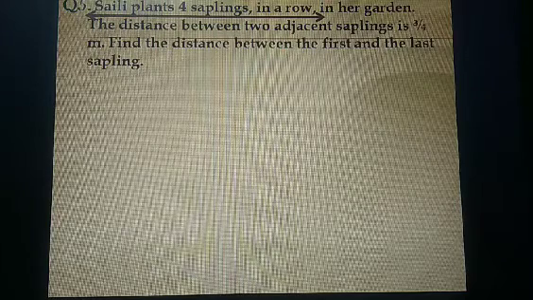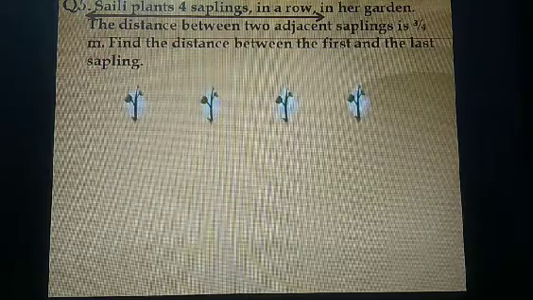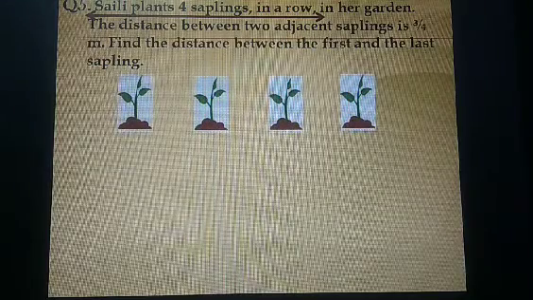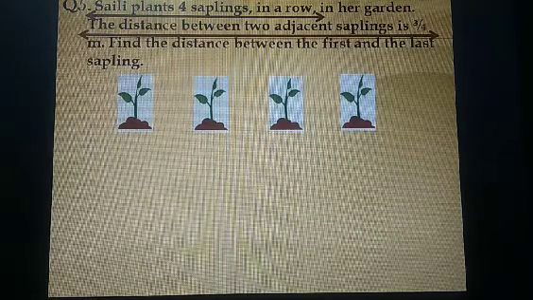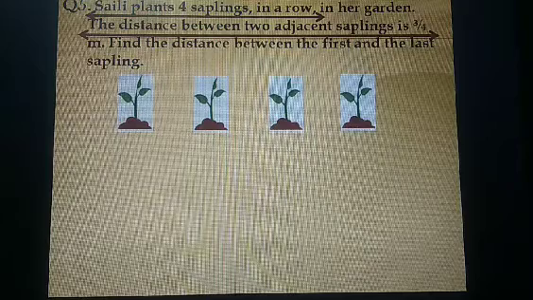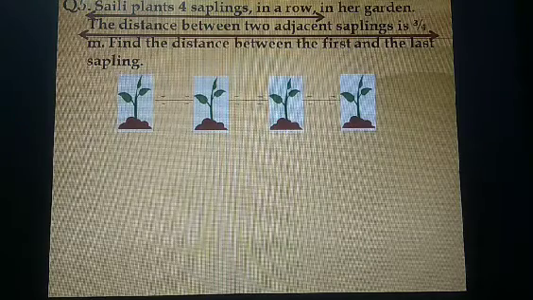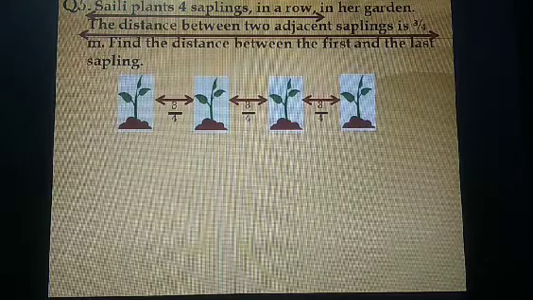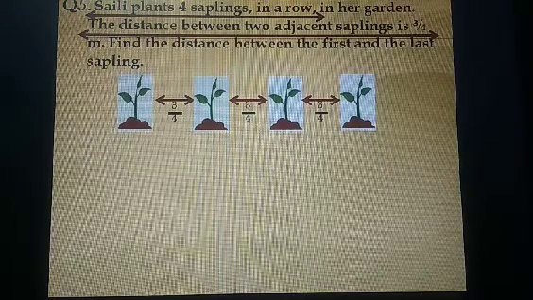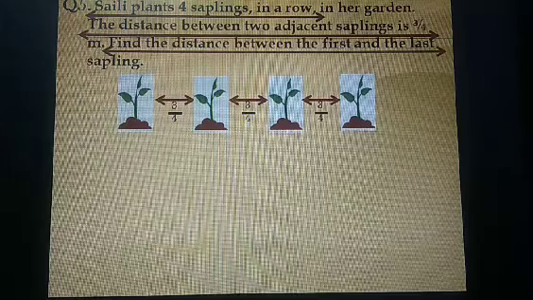In a row means in a single line. So like this, these are 4 baby plants, 4 saplings in a single row. Now, the second thing given to you is that the distance between 2 adjacent saplings is 3 by 4 meter. So, the gap between all the saplings is 3 by 4 meter. You have to find the distance between the first one and the last one.